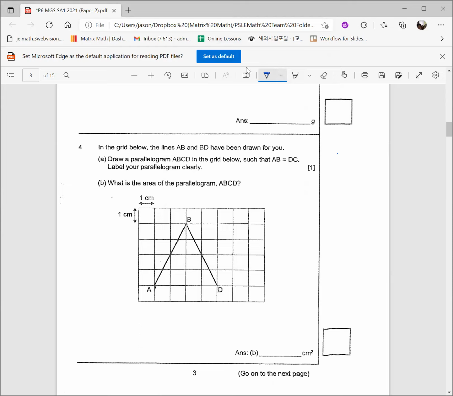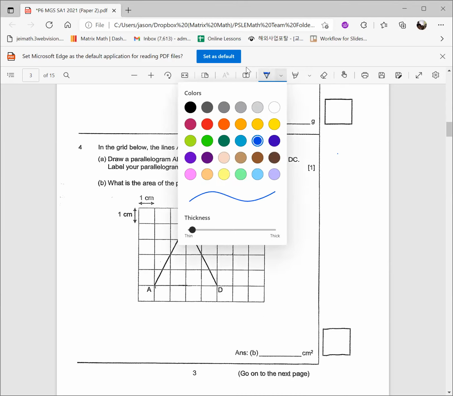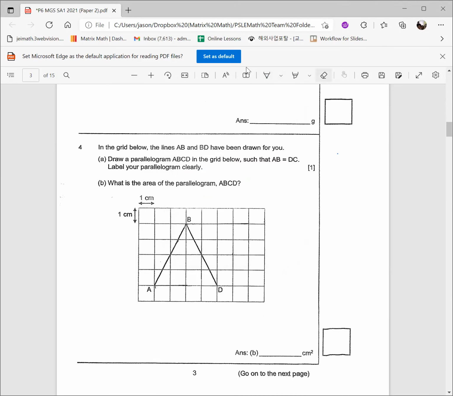I need to draw. Can this thing draw lines? Cannot draw lines. Really cannot draw lines. Okay. So this is the. So you draw a straight line.